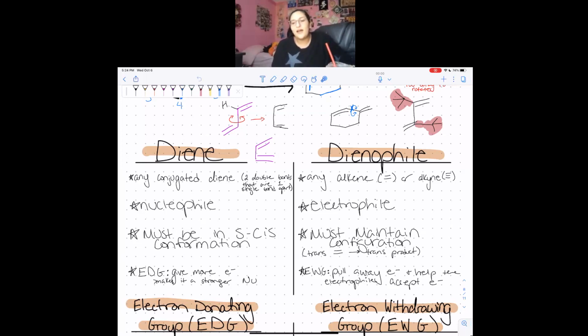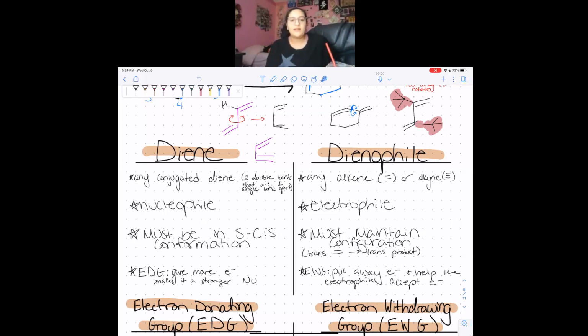Versus the dienophile is going to be any alkene or alkyne, so any double or triple bond. As far as configuration goes, it doesn't have to be a specific configuration. It's not going to have S-cis or S-trans, it could be whatever. All you need to take note of is whatever you start with, you're going to end with that. So if you have a trans double bond, you're going to end with a trans product. If you have a cis double bond, you're going to end with a cis product.